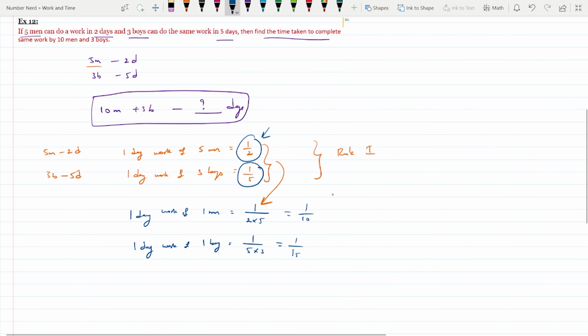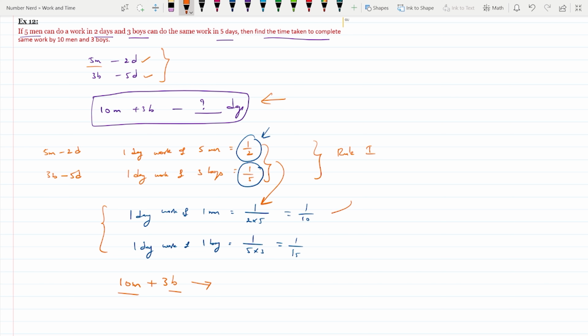Let's see what we have done until now. They have given 5 men can complete the work in 2 days and 3 boys can complete the work in 5 days, and we have calculated 1 day work of 1 man and 1 day work of 1 boy. Then they have asked us to calculate what is the number of days taken by 10 men and 3 boys. So to solve this, let's calculate the 1 day work of 10 men and 3 boys.